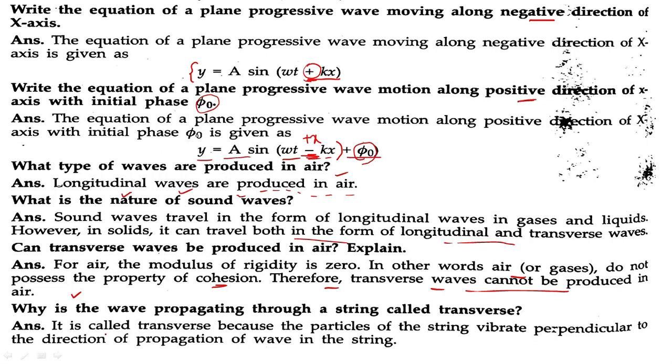Why is the wave propagating through a string called transverse? It is called transverse because the particles of the string vibrate perpendicular to the direction of propagation of the wave in the string. If the particles vibrate perpendicular to the direction of propagation, then that wave is called transverse wave. If the particles vibrate in the direction of propagation, then that wave is called longitudinal wave.